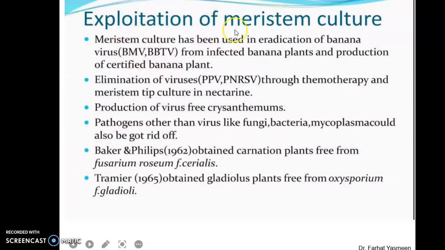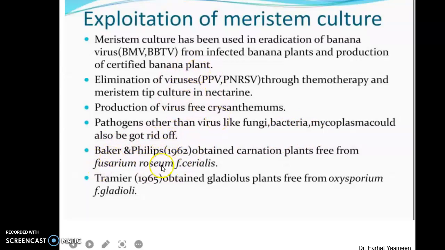Meristem culture is exploited for various purposes. First of all, it is used in the eradication of banana virus from infected banana plants and the production of certified virus-free banana plants. It is also used for the elimination of viruses through chemotherapy and meristem tip culture in nectarine. Production of virus-free chrysanthemum is very important. Then pathogens other than viruses, like fungi and bacteria, can also be got rid of using this process.